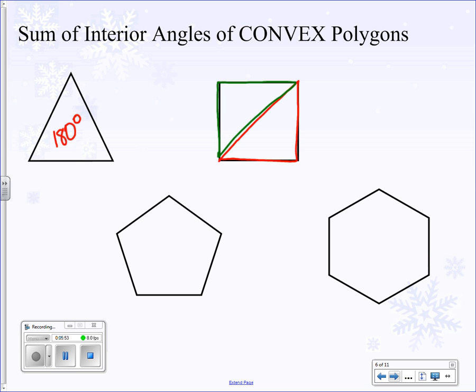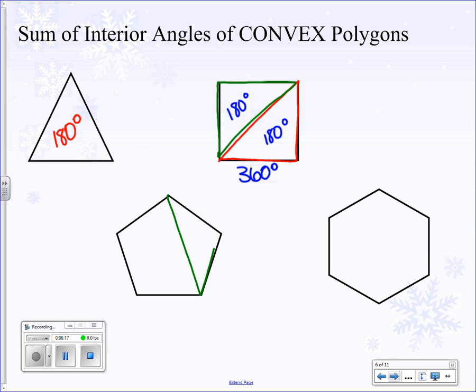Well, we know the measure of each triangle is 180 degrees. So what's the total sum of the interior angles of a quadrilateral that is convex? It is 360 every time. As long as that quadrilateral is convex, it is 360 degrees. So let's look at a pentagon.